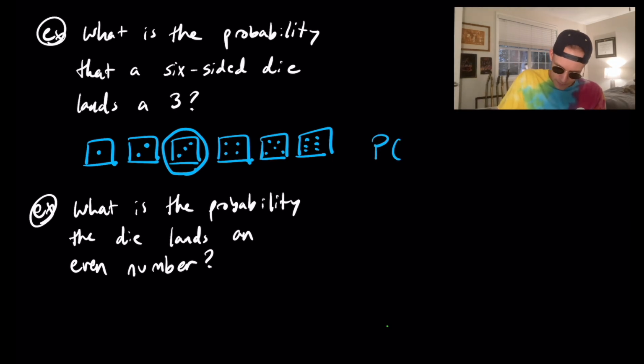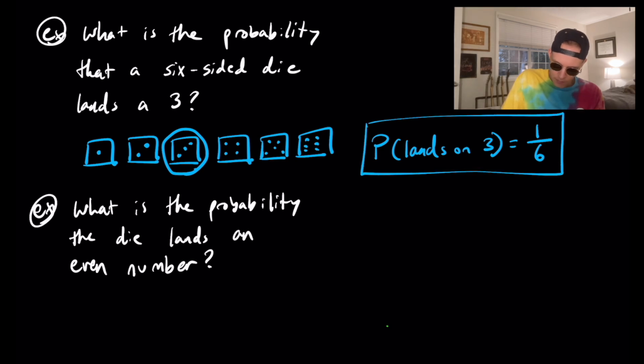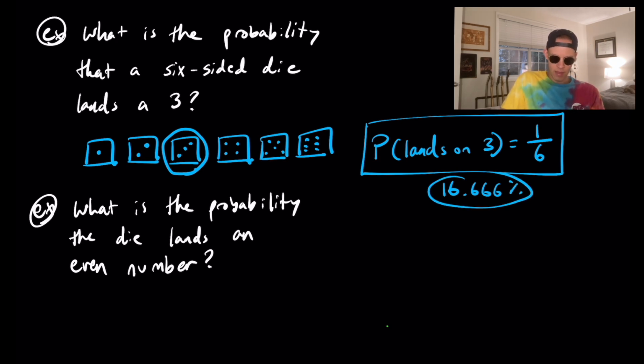So the probability that the die lands on 3 is equal to 1, because there's only one 3 on a die, and there are 6 total numbers that it could land on. So a 1 in 6 chance. And if we want to express this as a percent, this is going to come out to be 16.66 repeating percent.